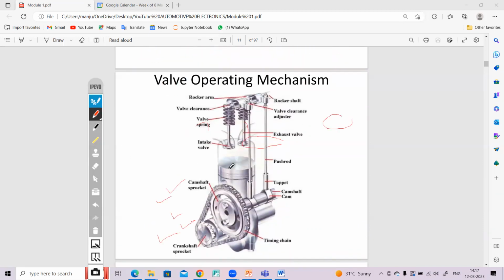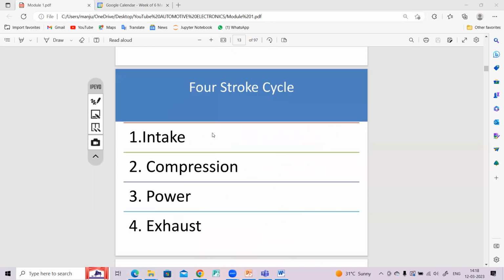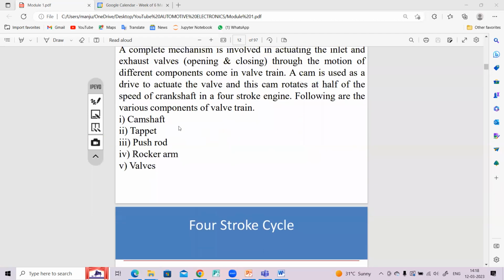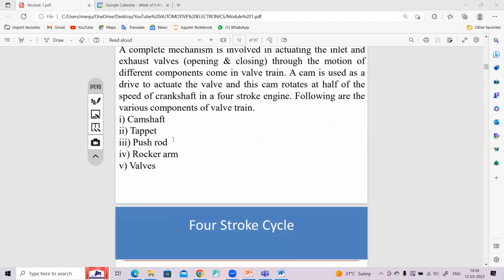Okay, so these are all acting as the main parts of the operating mechanism involved with the valve. Okay, so the crankshaft, tappet, push rod, rocker arm and valves play an important role for the rotation.